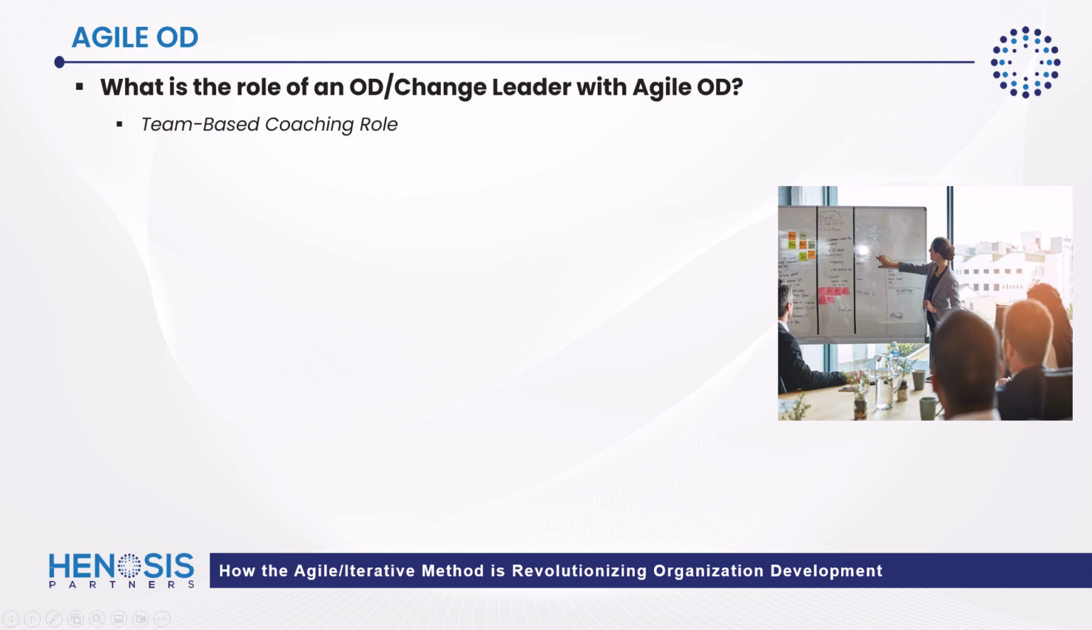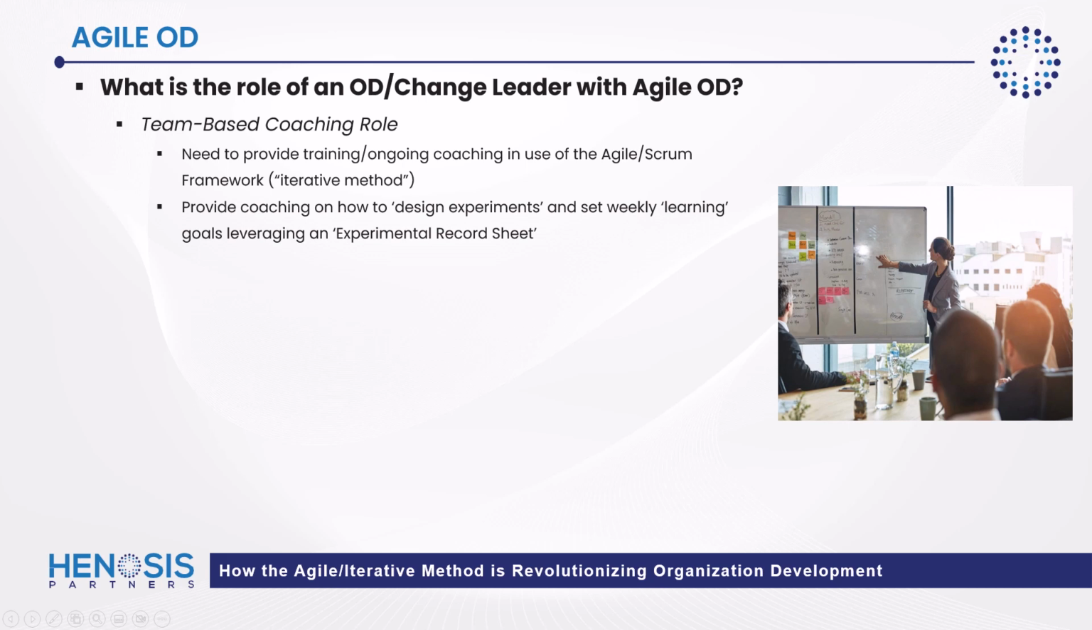And in this role, your tasks would be the following: to provide training and ongoing coaching in the use of the Agile or Scrum framework, the Iterative Method. You'll need to provide coaching on how to design experiments and set weekly learning goals, leveraging an experimental record sheet, for example. And you'll need to role model team effectiveness best practices to maximize both individual and team learning.